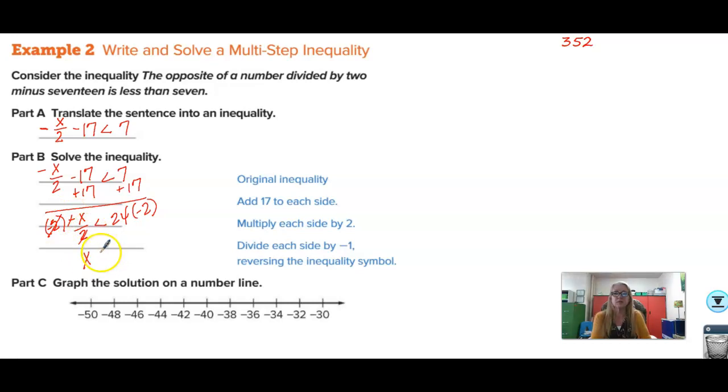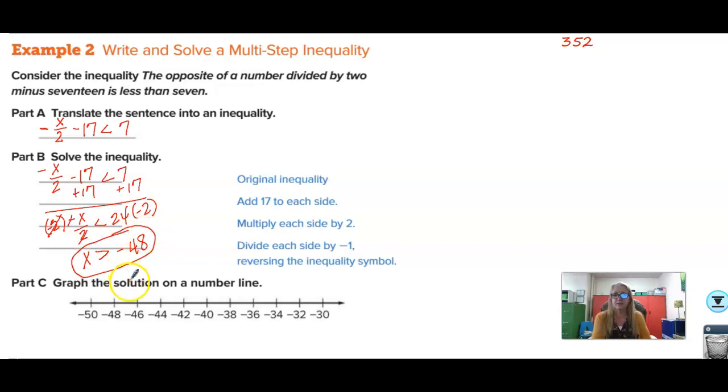And because I'm multiplying both sides by a negative, what do I have to do? I have to flip the sign, okay? And over here, 24 times negative 2 is negative 48. So remember that rule: if you multiply or divide both sides by a negative, you have to flip the sign.